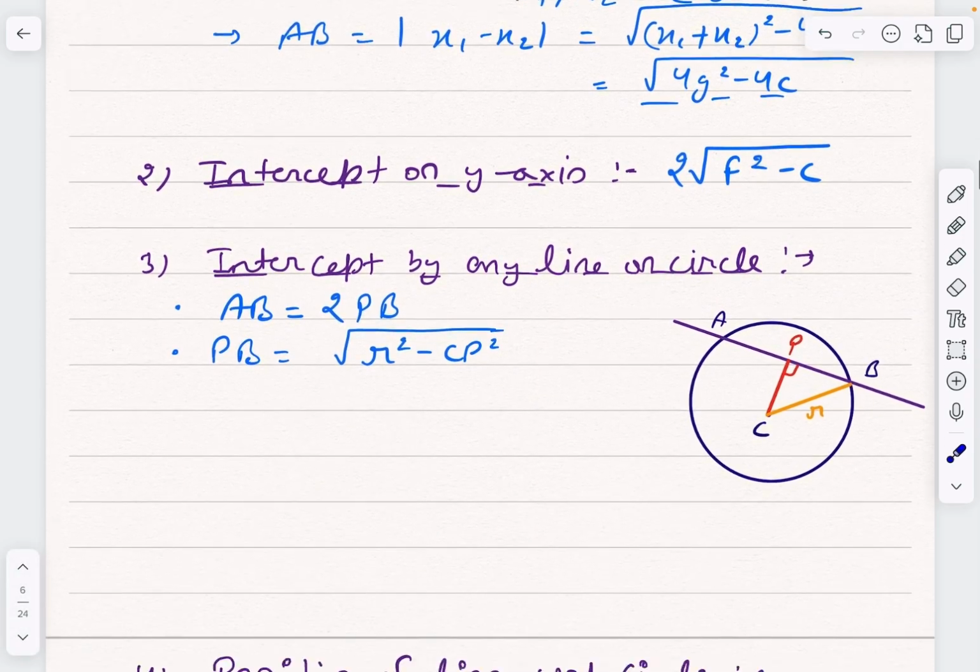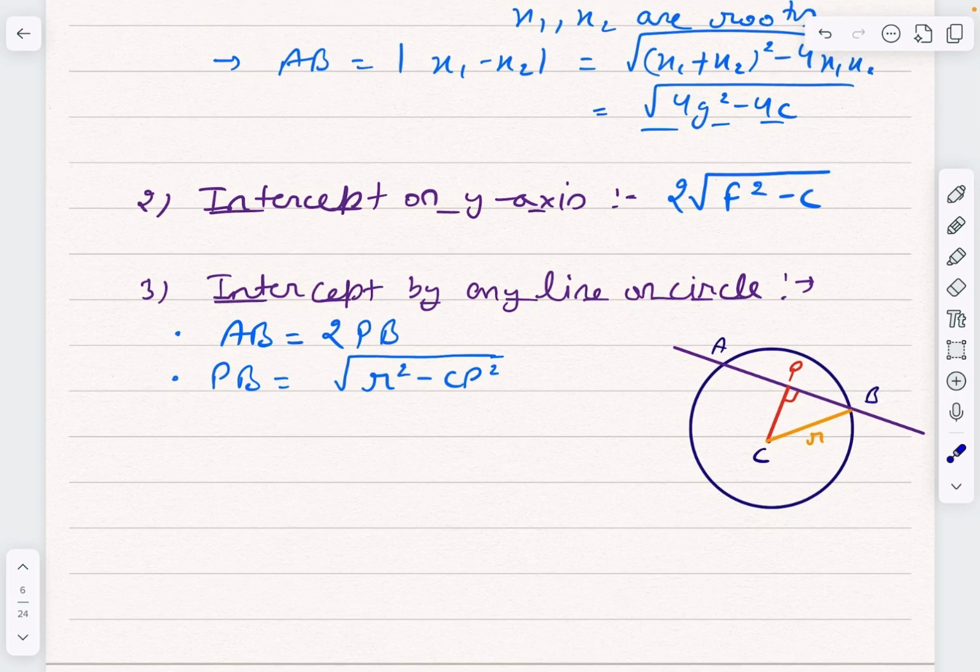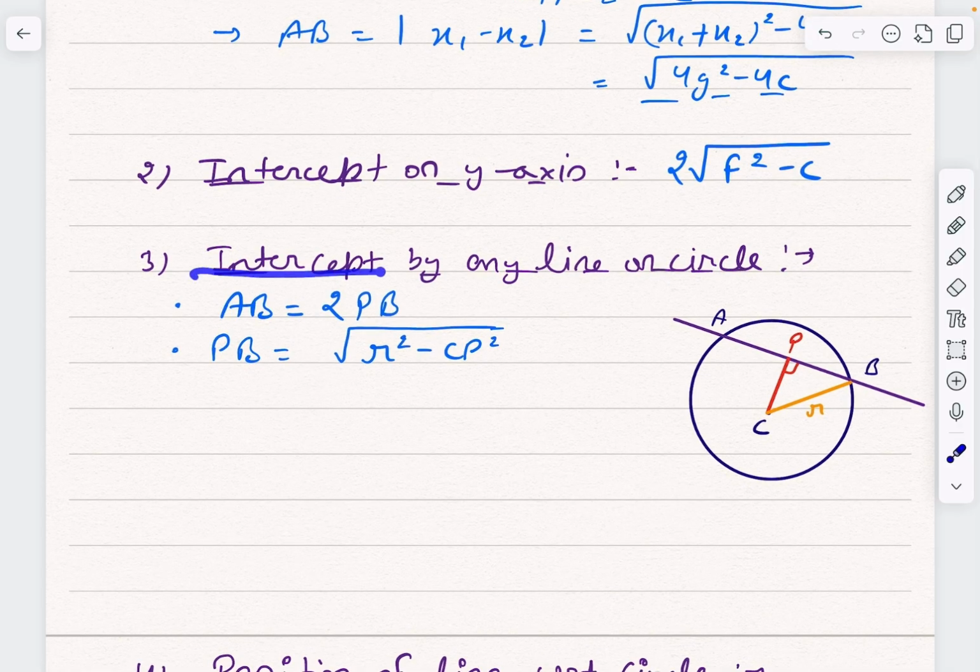Next, guys, the intercept on the y-axis, almost the same thing, will come out to be 2 root f square minus c. Next, the intercept by any random line on a circle. First, we discussed the x-axis and y-axis. Now, if any random line is given, how do you find the intercept with the circle? Remember, this is very, very important.